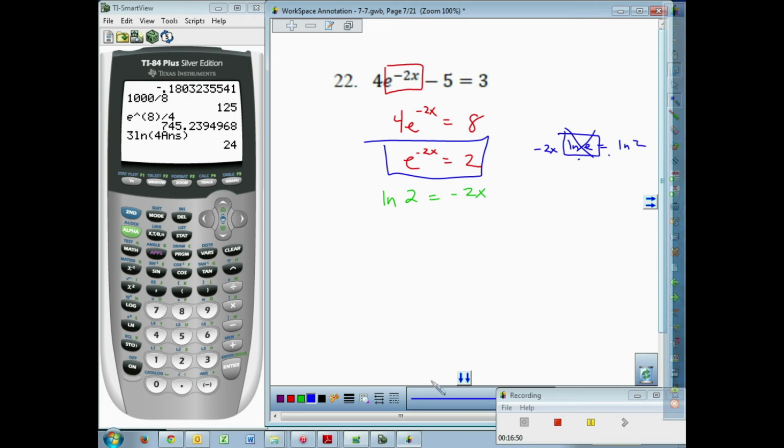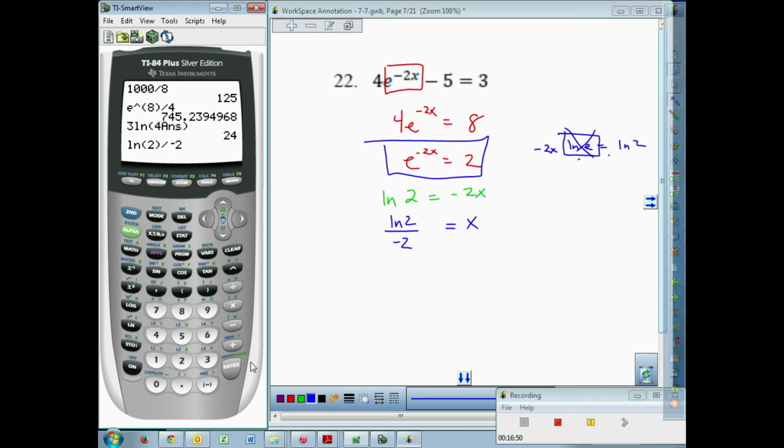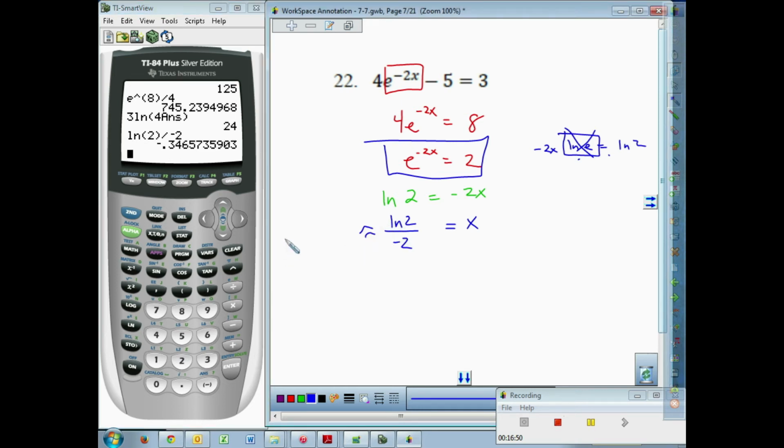What do you got to do to solve for x? Divide by negative 2. See if you can punch it in correctly without me showing you. Get your numerator in there and make sure you closed all your arguments. There's only one term in the numerator and one term in the denominator. That's the exact answer. I'm going to get it approximately negative 0.3466. And then I'm going to check it.